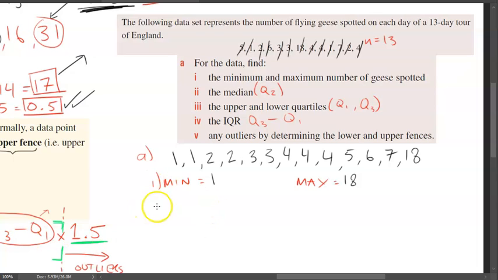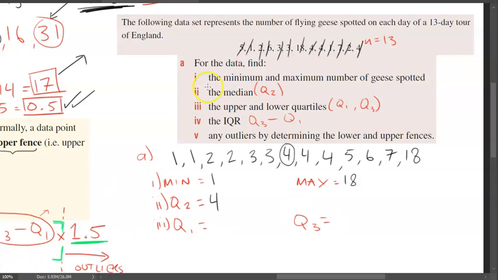Second one, median. So the median, or Q2, is finding that middle value. There are 13 numbers in the set, so we're just going to extract the one number in the middle. 13 take away 1 is 12. 12 divided by 2 is 6, so 1, 2, 3, 4, 5, 6, 7th number. So our Q2 is 4. Done.